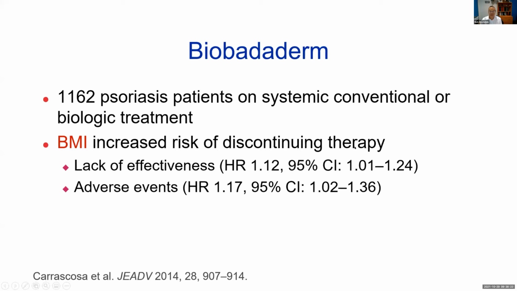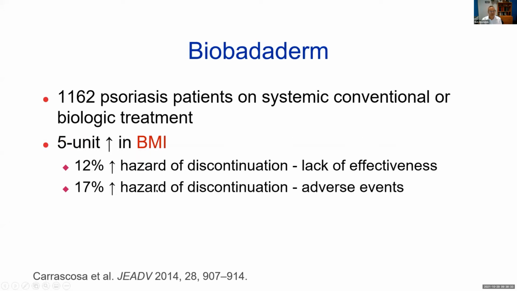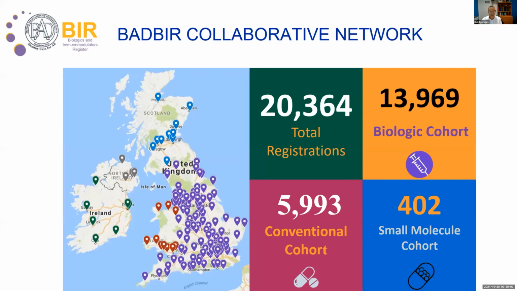They looked at discontinuation of therapy, and they found there was a significant association with lack of effectiveness with increasing BMI and also more adverse events. To put that into a clinical context, if you have a 5-unit increase in BMI, then there's a 12% risk of lack of effectiveness and a 17% risk of adverse events. So these are really important real effects that are affecting outcomes of clinical treatment. They found that this was independent of therapy. In other words, it was ubiquitous across both conventional systemics and biologics.